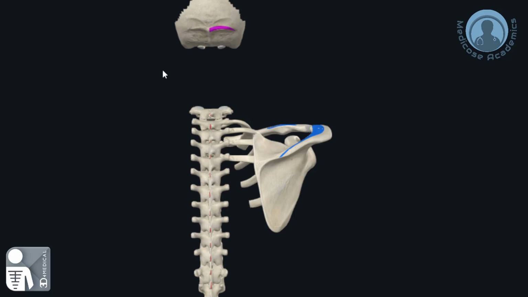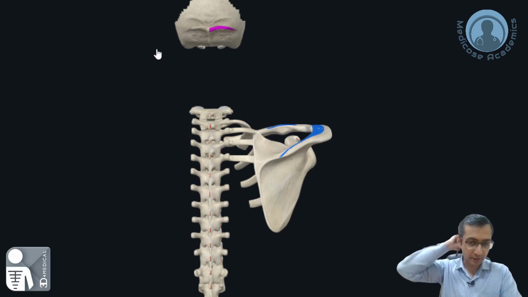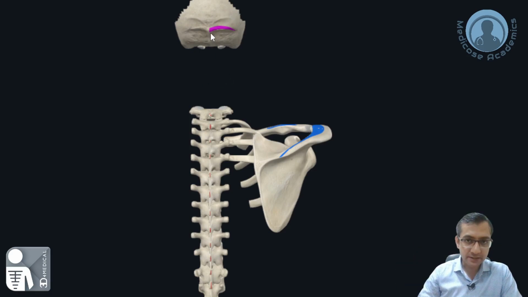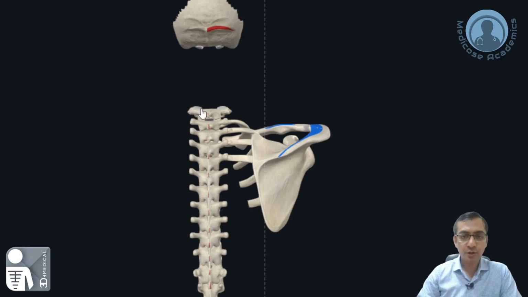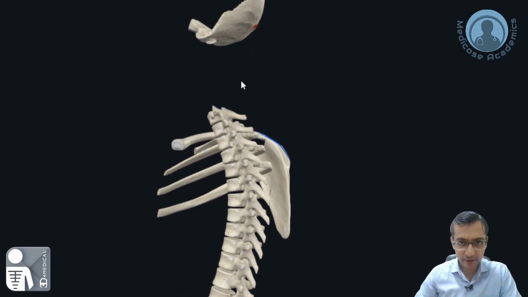It is attached to this ridge on the back of your head that you can palpate. This is the superior nuchal line, and then there is a prominence in the midline here. This is the external occipital protuberance. From here to here, the origin is not shown, as this origin is not bony. It is attached to a ligament. I will show in the picture, the ligamentum nuchae.